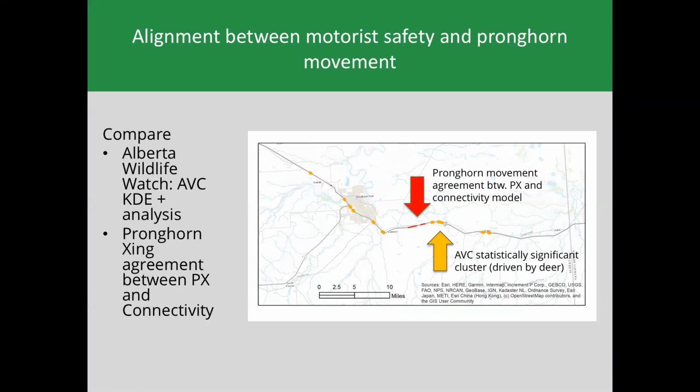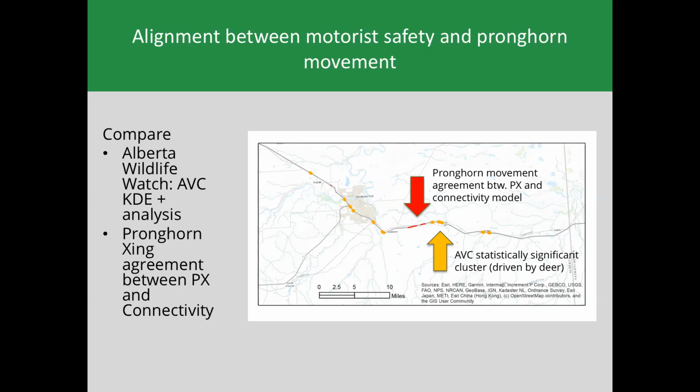What this shows is the alignment between motorist safety, from an animal vehicle collision perspective, and pronghorn movement. Citizen scientists are out there driving routes and documenting when they're seeing pronghorn adjacent to or crossing roads. We're then able to combine the results of Pronghorn Crossing with connectivity models and animal vehicle collisions to start to identify sections of highway that we need to be thinking about from a mitigation perspective.